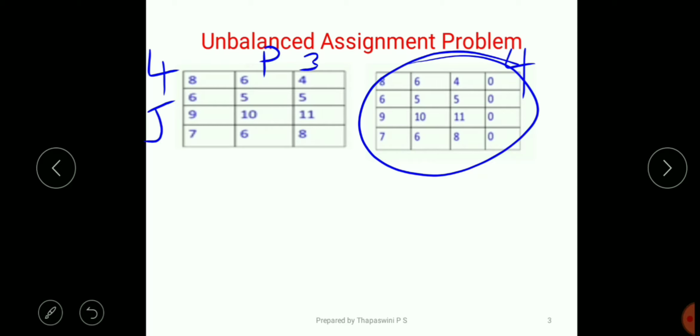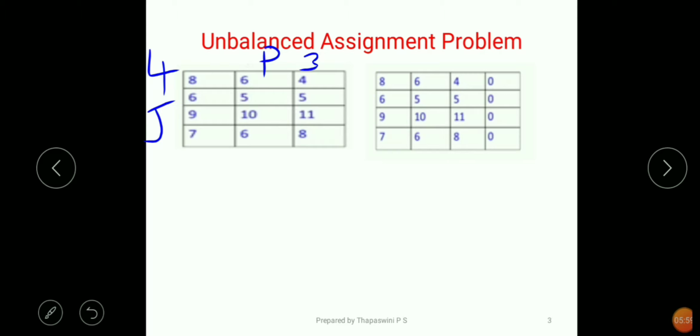This is because the Hungarian method's objective is to minimize the total cost of allocating the jobs to people, and it should be a square matrix. So if the given assignment problem is an unbalanced assignment problem, then you have to suitably add either a dummy column or a dummy row to make it a balanced one, then solve the assignment problem.